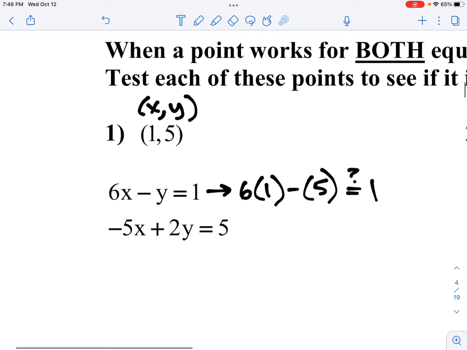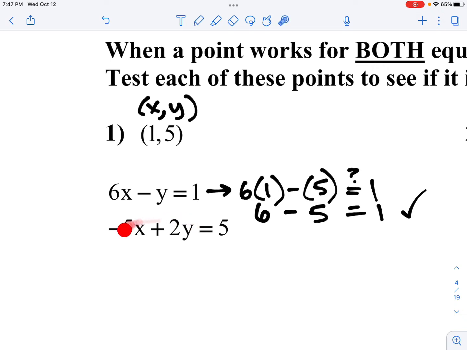And I'm putting that question mark there because it's a yes or no question. So again, I plugged in the 1 for the x. That's why I wrote 6 times 1. I plugged in the 5 for the y. That's why I wrote minus 5. And does it equal 1 is the question. So what I'm going to do here is 6 times 1 is 6 minus 5. That does, in fact, equal 1. So it works for that equation.